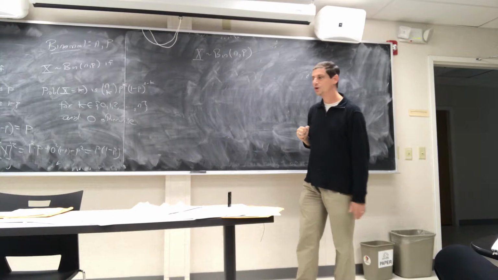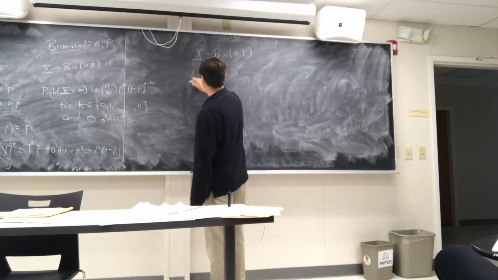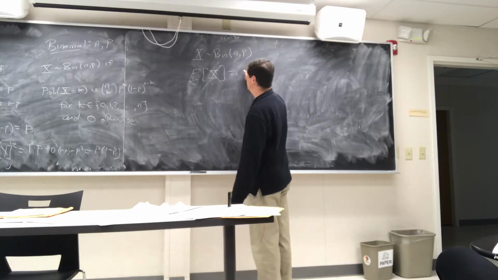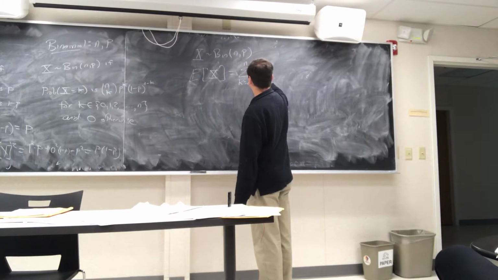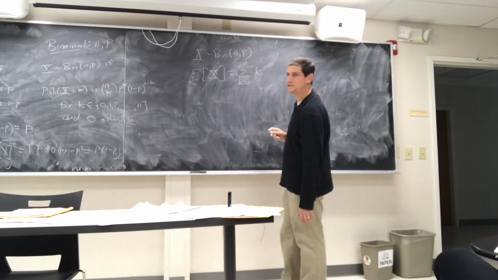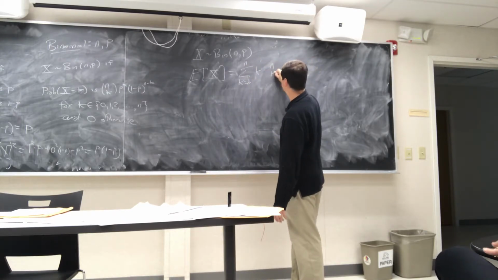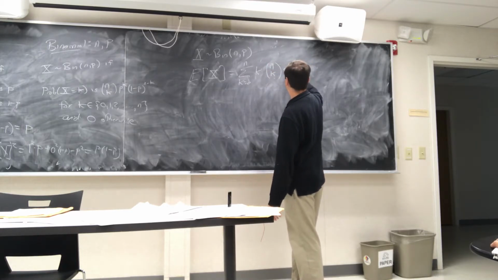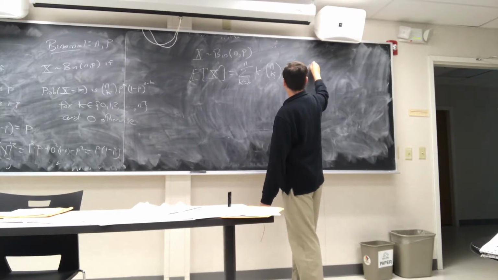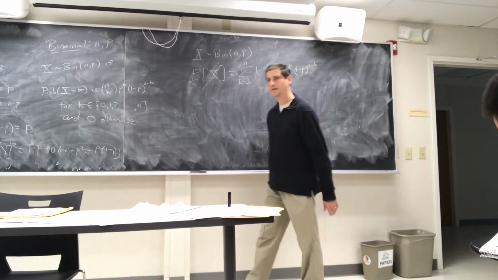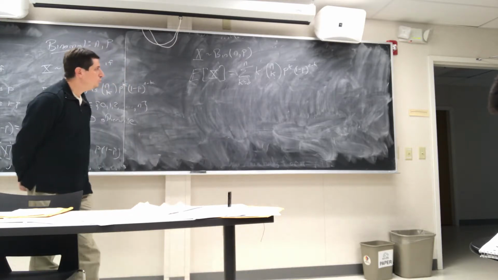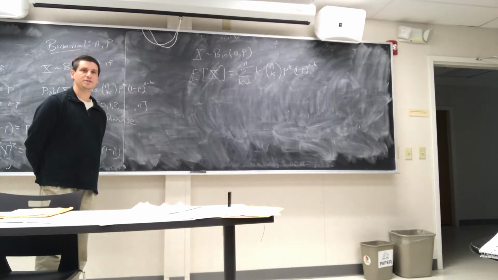Okay? So if x is binomial(n, p), the expected value of x is now going to be the sum, k goes from 0 to n, of k times the probability that x equals k, which is n choose k, p to the k, (1 minus p) to the n minus k. And now you have to evaluate that sum. We will see later a trick to evaluate the sum.